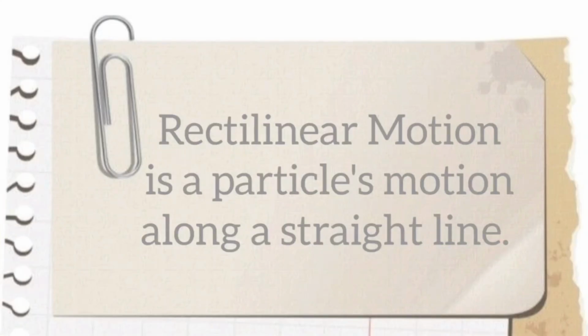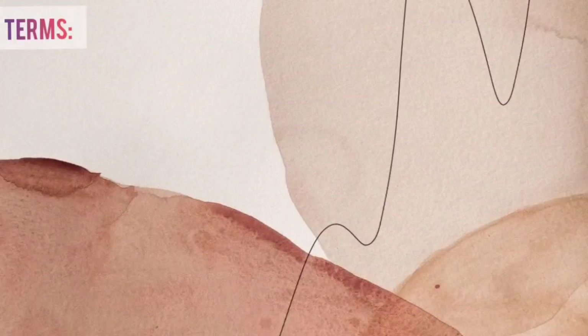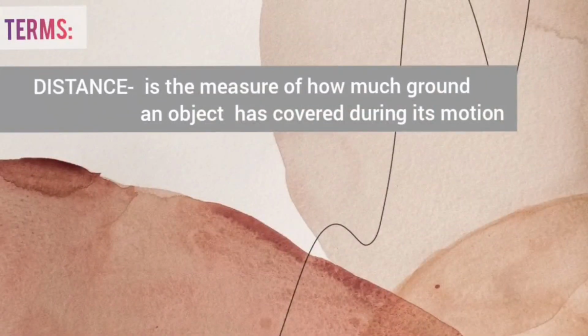Rectilinear motion is defined as a particle's motion along a straight line. Here are some terms that we need to know when studying rectilinear motion. The first one is the distance. It is the measure of how much ground an object has covered during its motion.